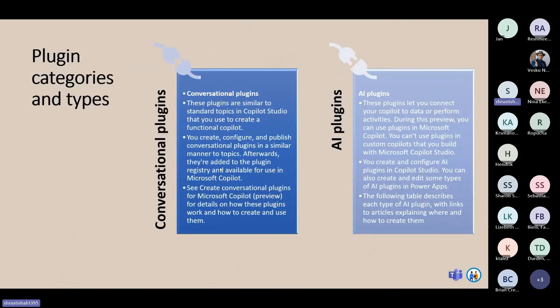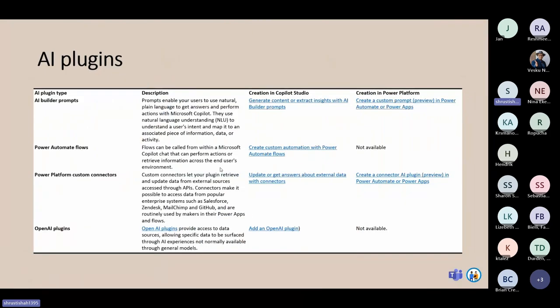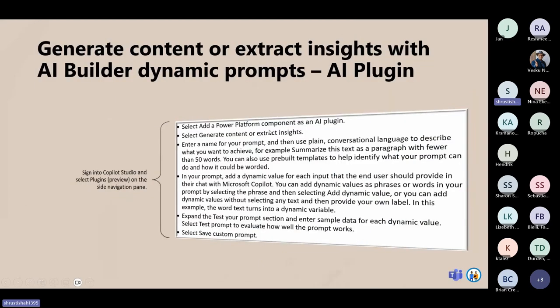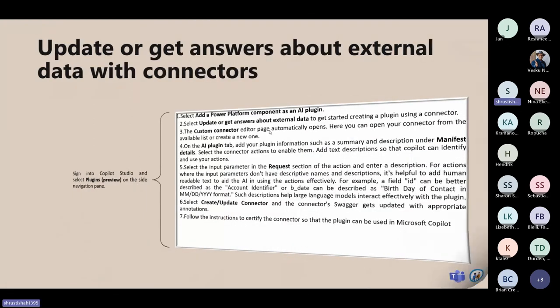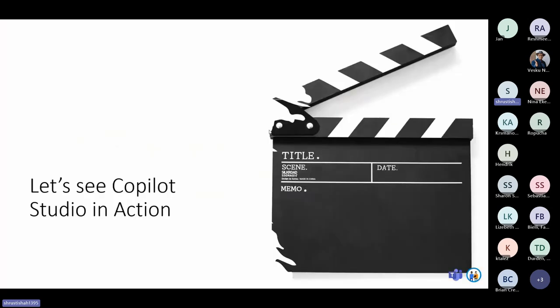The different types of plugins, conversational AI. Recapping with AI plugins, we saw how we can use builder prompts, flows, custom connectors or AI plugins. This we directly saw in the studio. Next, if you want to go ahead and create the AI plugin which you created, these are the simple steps. You can link automation, like you can just call or invoke your Power Automate flow, also custom connectors and OpenAI plugin.